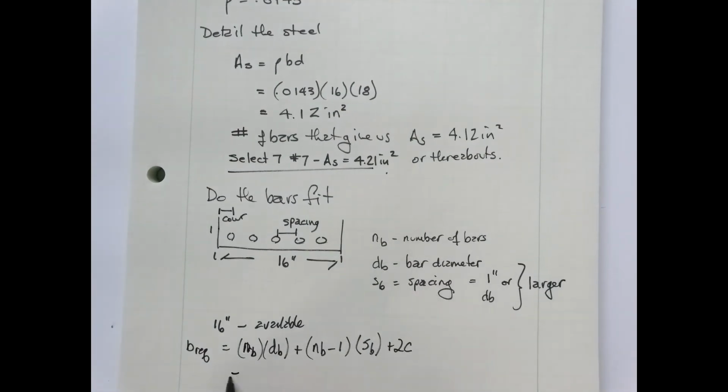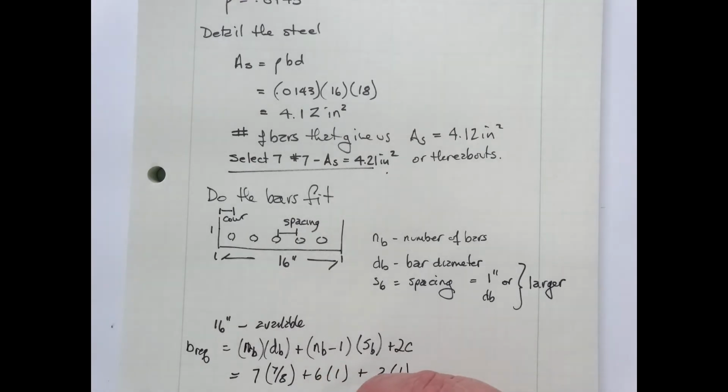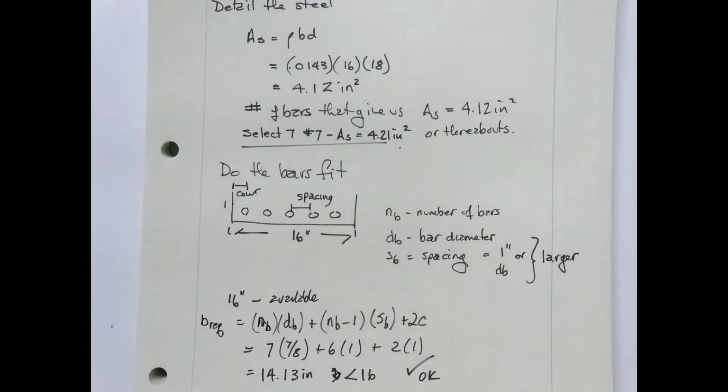Well, that's easy. And number of bars is 7. This is 7/8 of an inch, plus 6 times 1 inch, plus 2 times 1 inch. Cover on the side of the beam, we look it up in the code, it's supposed to be an inch. And now we can check that. We got 49 over 8 plus 6 plus 2 is 14.13 inches, which is less than 16. That's okay. When you go to put those bars into the beam, they're going to fit. So that's good.